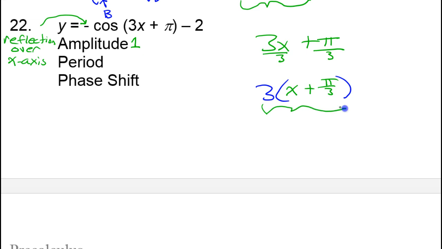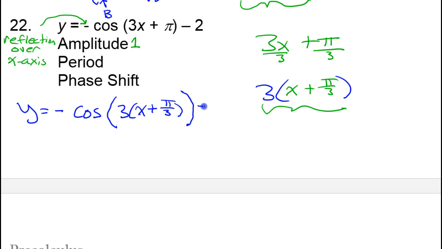This is the form that you must use before you start talking about the phase shift. So as I rewrite this equation in the new way, I will think of it this way. Y is equal to negative cosine, but then I'm going to have 3 times x plus pi over 3, like I just said. And then I still have this minus 2. All right, I have to rewrite it like this. So now I can talk about the period and the phase shift.